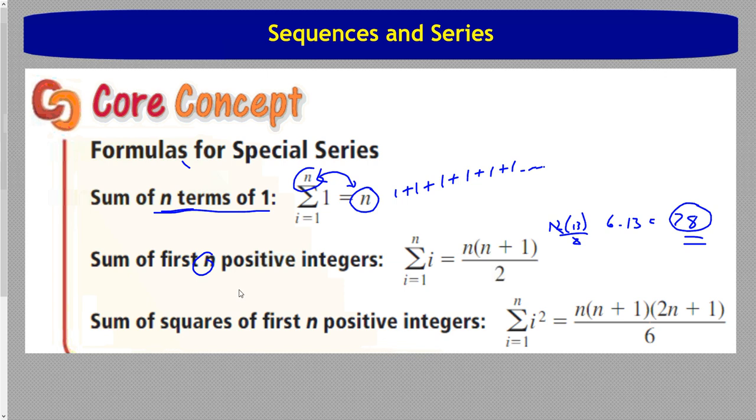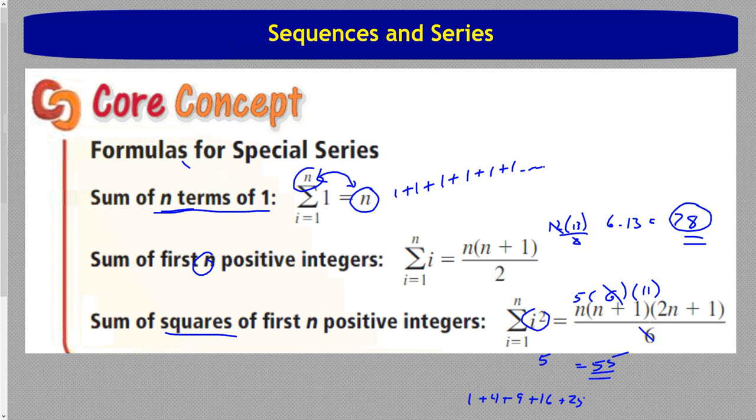Or if we square those, the sum of the squares of the first positive integers. So if the rule is i squared, 1 plus 4 plus 9 plus 16, here's how we do that. If you want the first 5 of them, it's 5 times 6 times 11 divided by 6. I can cancel those out. 5 times 11, you're going to get 55. So if you add up 1 plus 4 plus 9 plus 16 plus 25, you get 55.